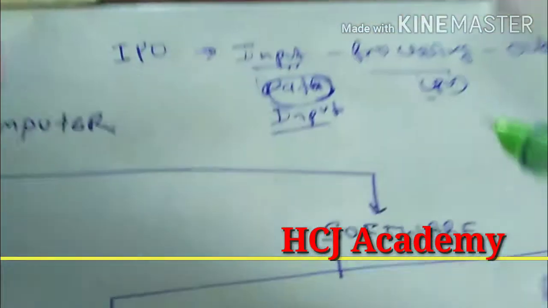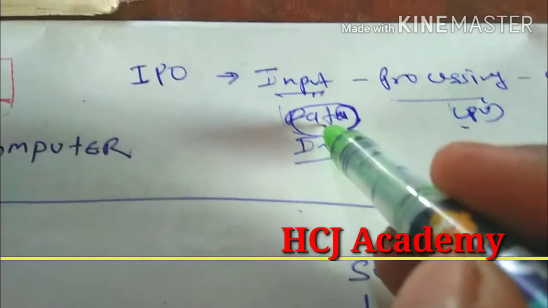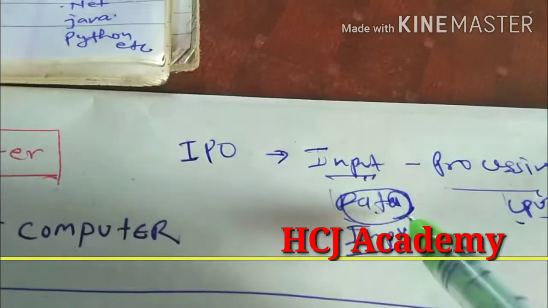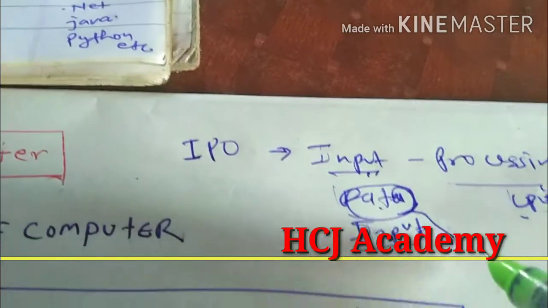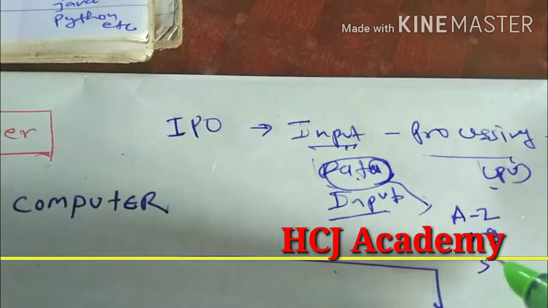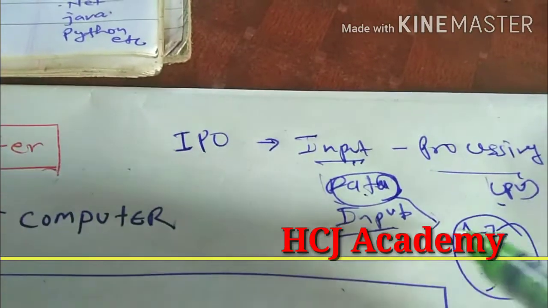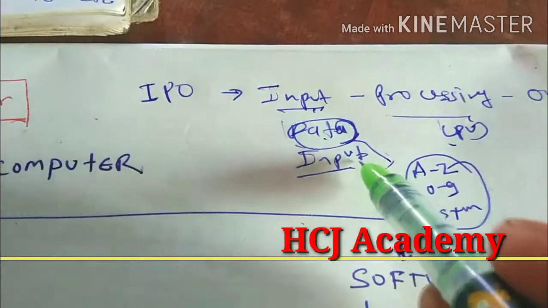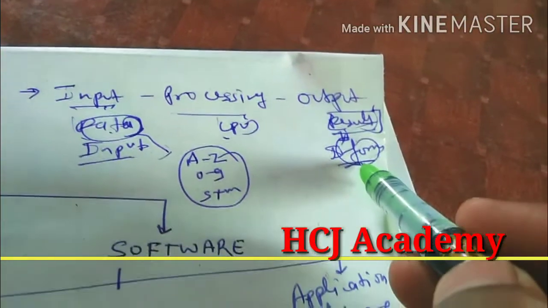The first question, what is data? Data is a raw fact of materials. Raw facts and figures of materials are called data, like alphabets, numbers, symbols. Unprocessed elements are called data, and processed elements are called information.